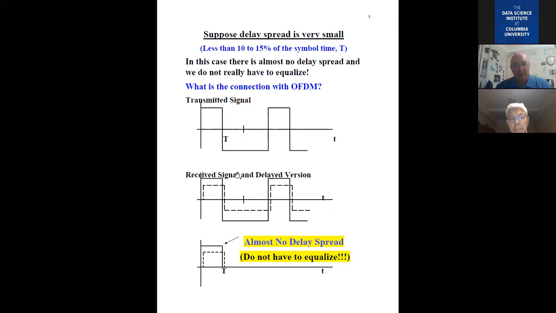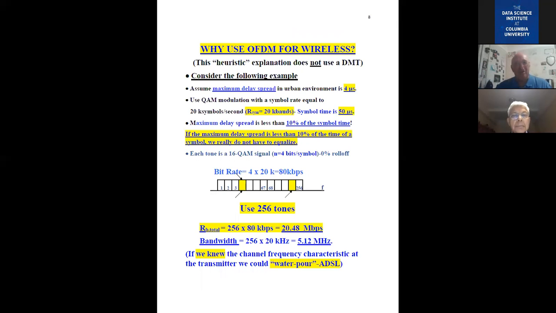This is sort of very heuristic reasoning for using OFDM. We can think of an example in which we have a QAM signal operating at 20 kilosymbols per second. If it's operating at 20 kilosymbols per second, then with Nyquist signaling with 0% roll-off, the bandwidth is around 20 kilohertz. But it means the symbol time is 50 microseconds.